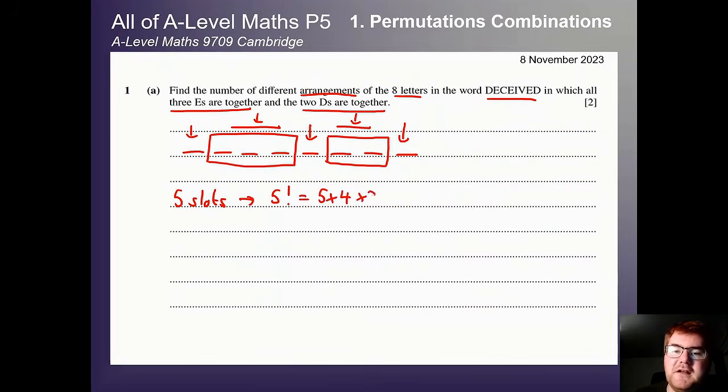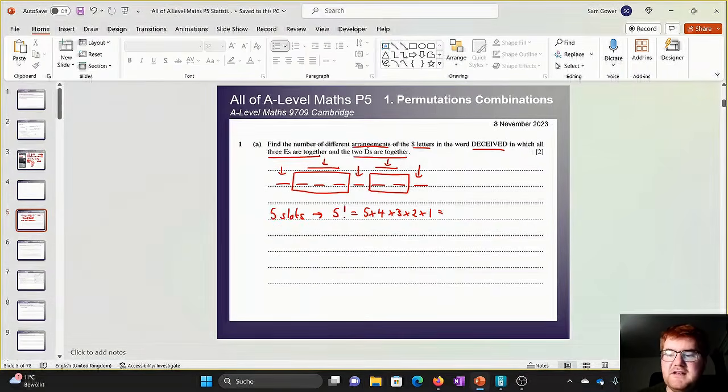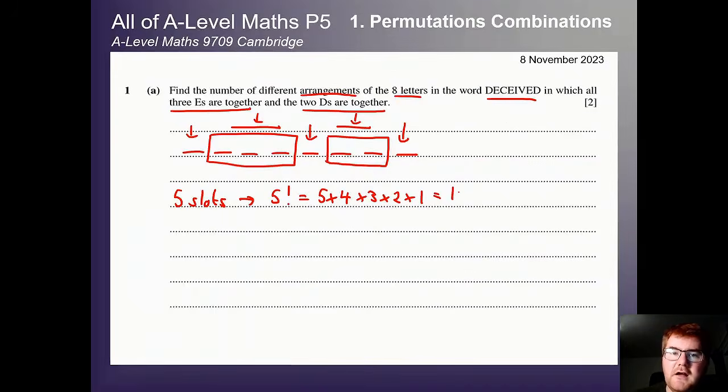5 times 4 times 3 times 2 times 1. Again, I'm going to show you now the calculator and how you'd actually work this out. So here's my calculator. I've got these buttons ready here. If I want to work out 5 factorial, I click on 5 and I click on the factorial button, press execute, and I get 120. So I can pop down 120 arrangements to get my 2 marks.